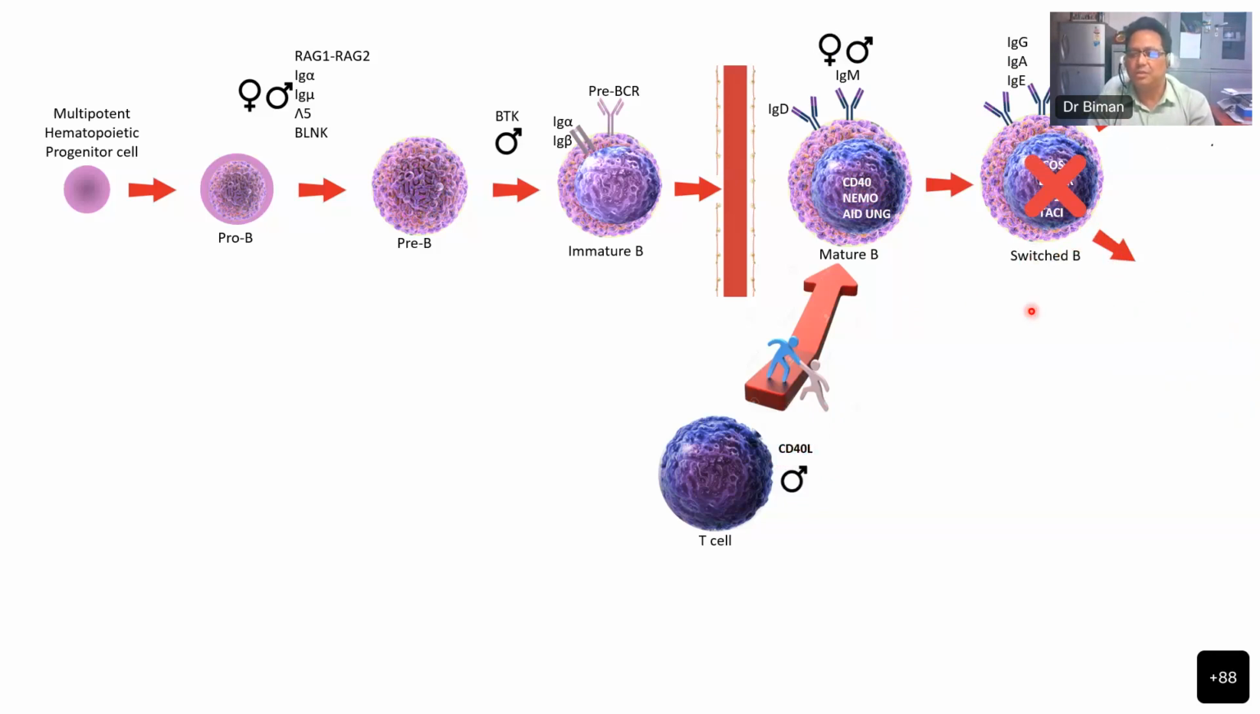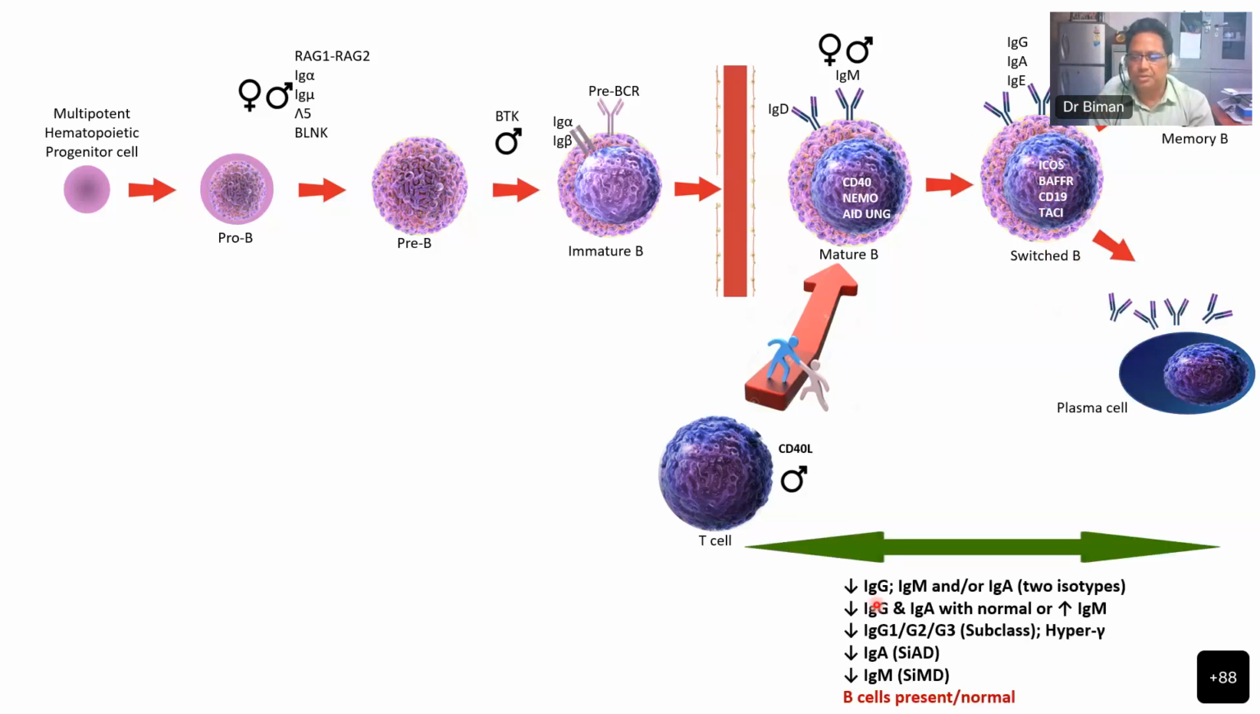In this case, the B cells are normal in number, but they are not producing antibodies because the differentiation into plasma cells is blocked. So there are no plasma cells, and these patients have hypogammaglobulinemia. All the isotypes would be there, but they are reduced. This is what you typically see in common variable immunodeficiency, or CVID.